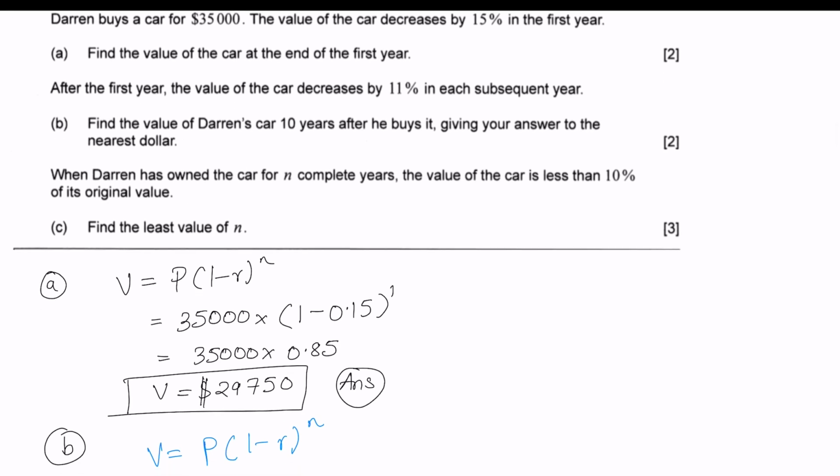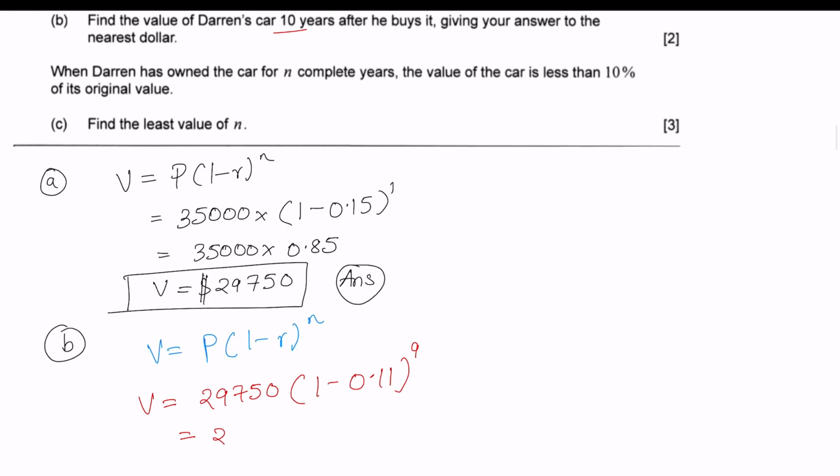So here, principal would be the value at the end of the first year. R would be in this case 0.11, and the car will continue depreciating for the next 9 years, because it's 10 years total. The first year you have considered by taking the principal value of 29750, and now you're trying to find the value at the end of 10 years, which is 9 years after the first year. So if we simplify this, it is 29750 times 0.89 to the power of 9, which on simplification gives us 10423.1 US dollars. This will be the answer to part B.